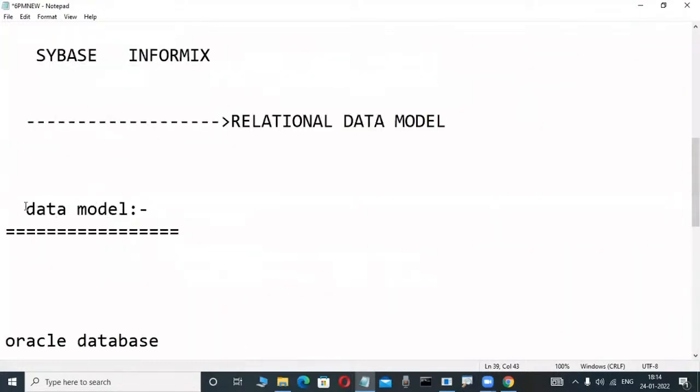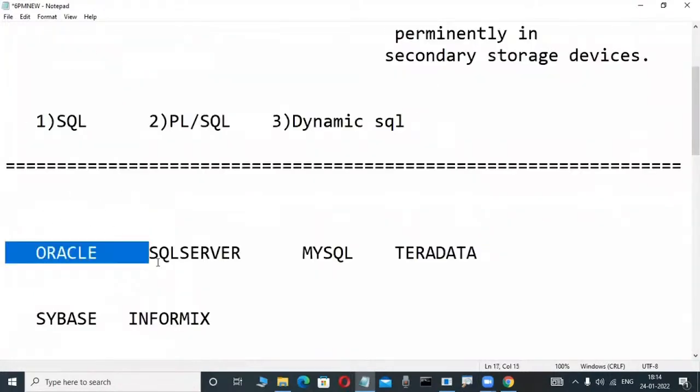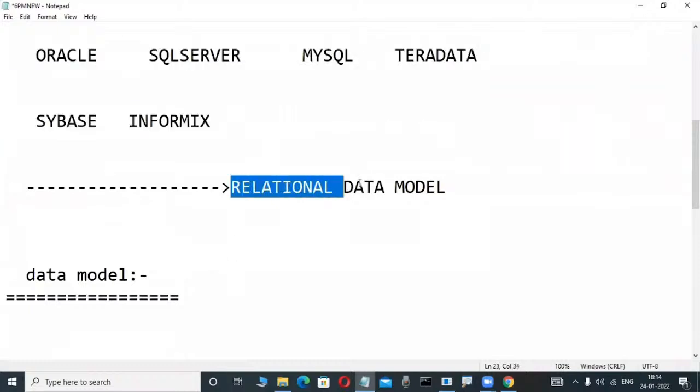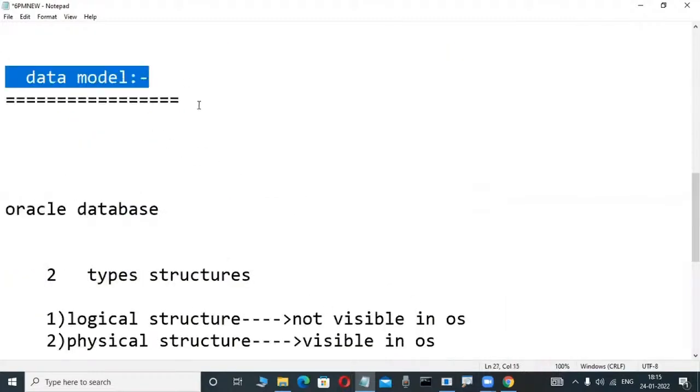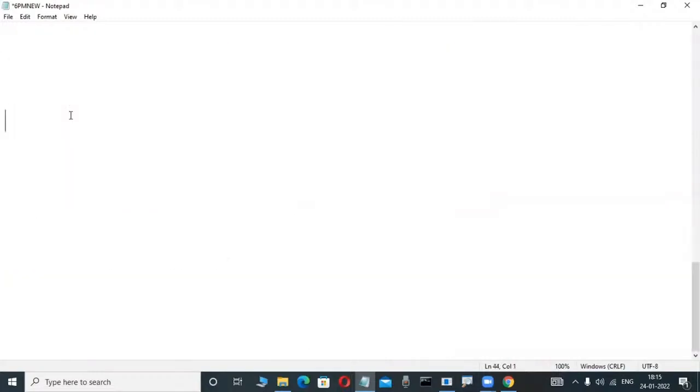What is a data model? First observe here. These all products are implemented based on which concept? The relational data model, from 1970 onwards. This is a new model, introduced by one person. I will tell you, but before that, what is a data model? It's easy. Does anybody have an idea? Any computer students here? They're well-known persons. Don't write anything, these are demos. Okay, data model.